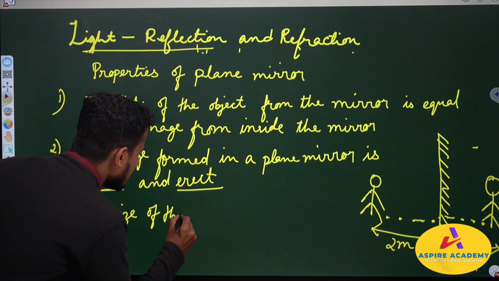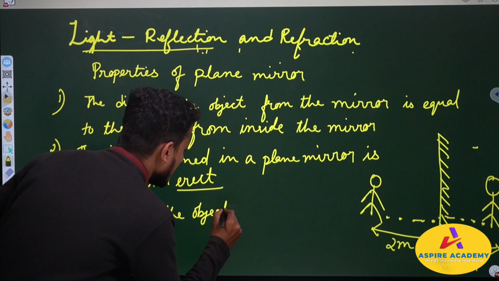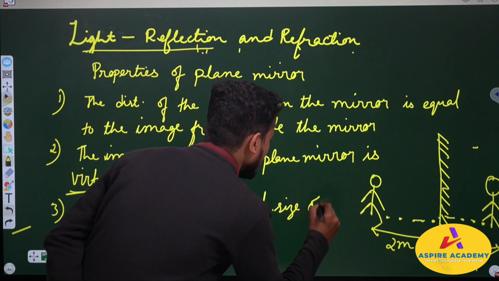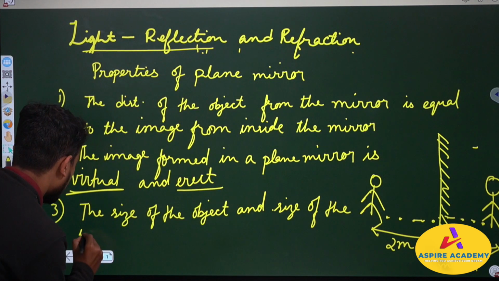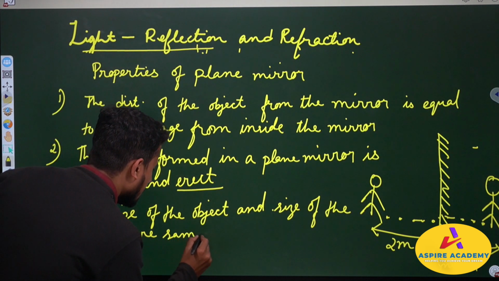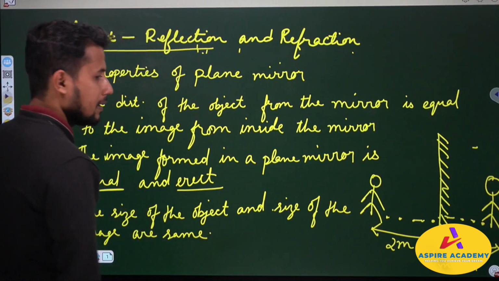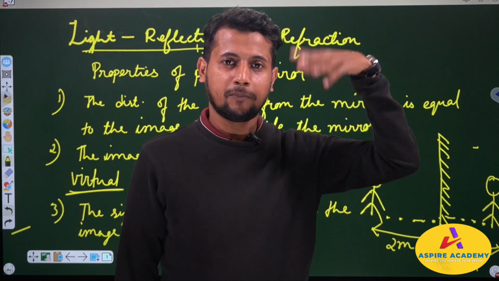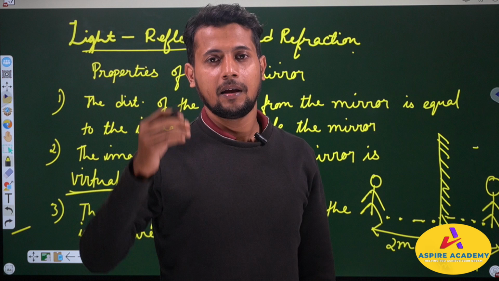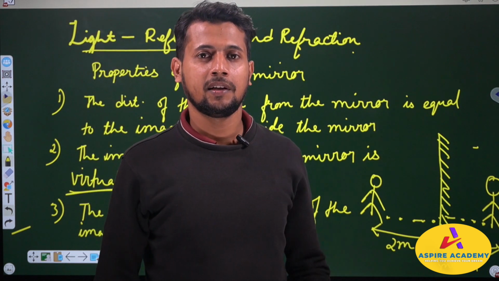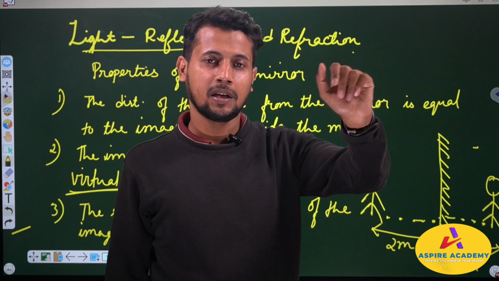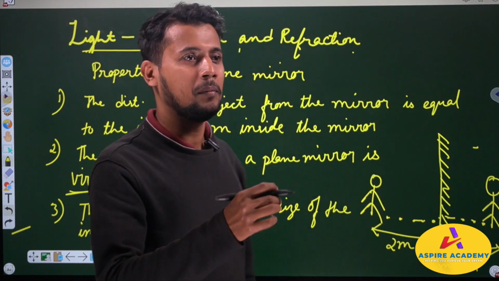The size of the object and size of the image are same. Clear? Whatever is my height, say I am 5.8, 5.9, whatever, the image that will be formed inside the mirror will also be 5.8 or 5.9. My height is equal to the image's height. In short, finish. Because it is a plane mirror, straight, plain, smooth surface, straight mirror. So the object height and the image height will be same.